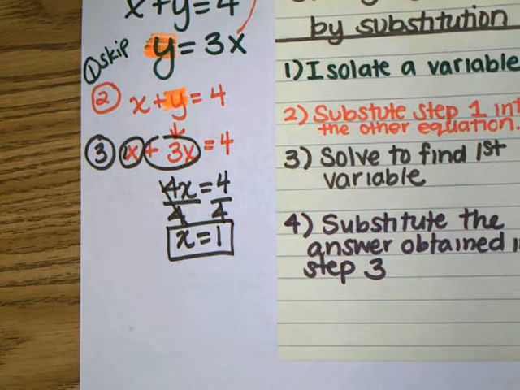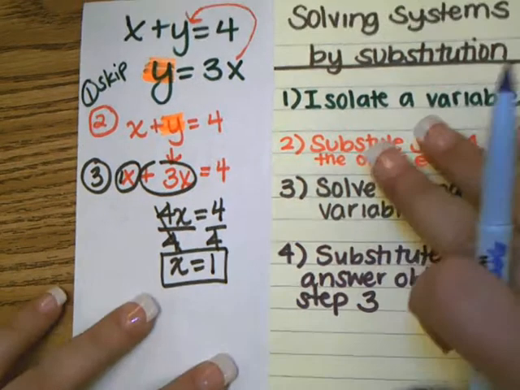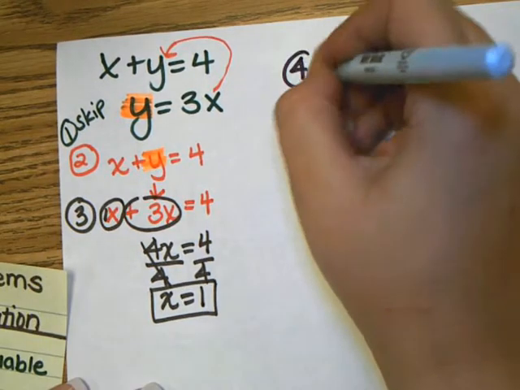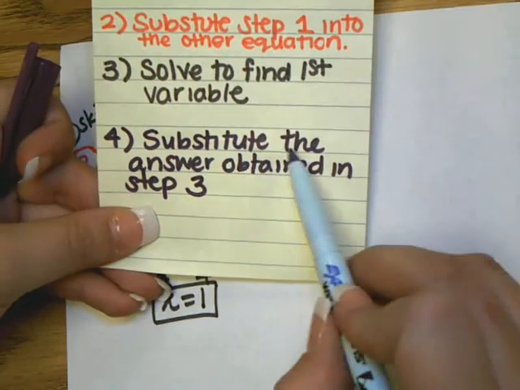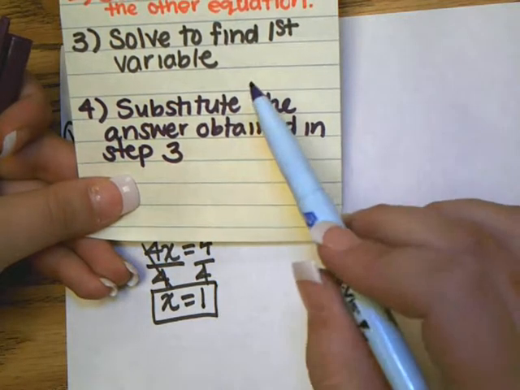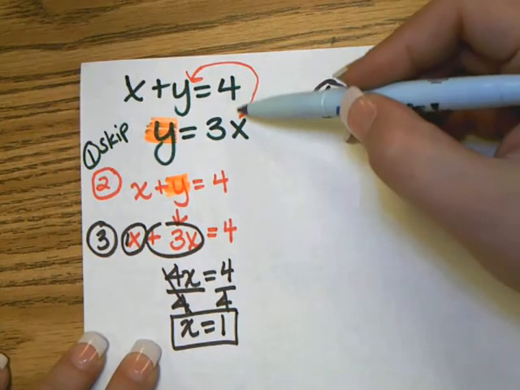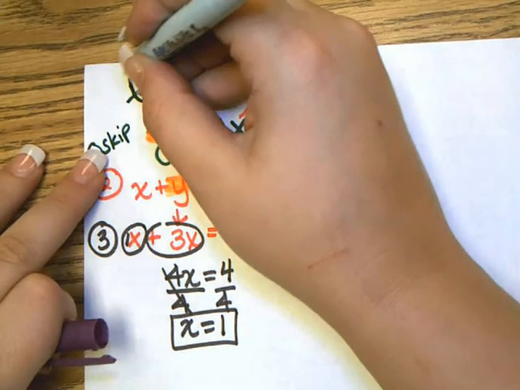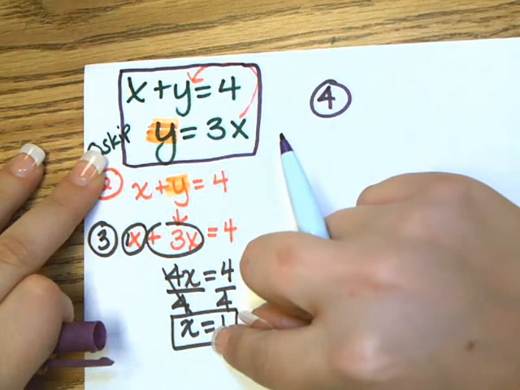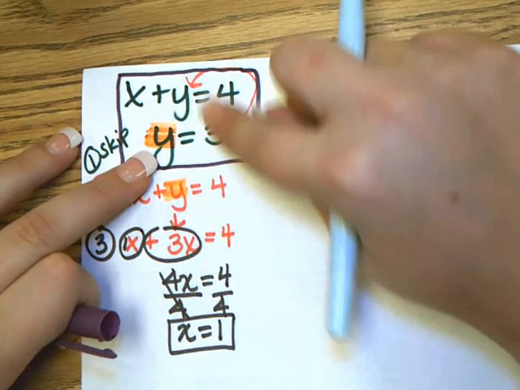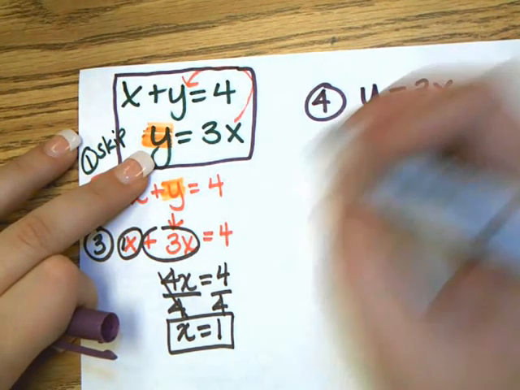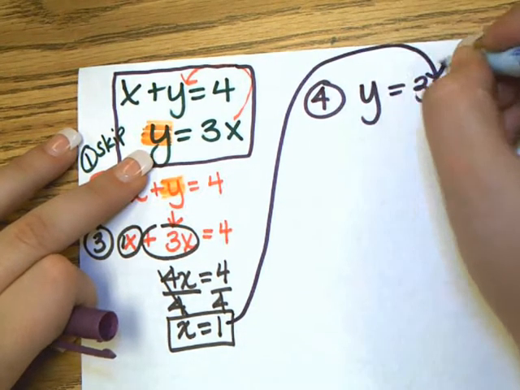Then the very last step, step 4, says substitute the answer you just obtained, so 1, back into another equation. So I'm going to go back to the start. So this was the original problem right here. And I'm going to pick one and plug in 1 for x. It doesn't matter which one, so I'm going to pick this one. And I'm going to plug that in.